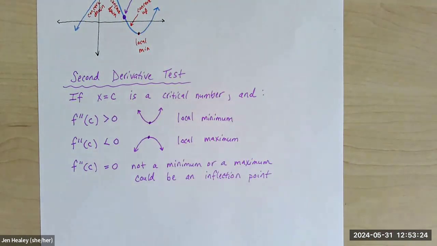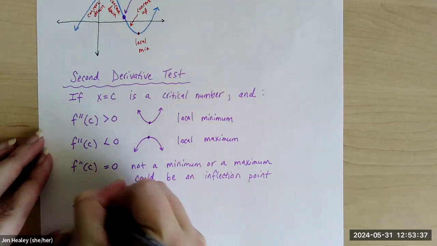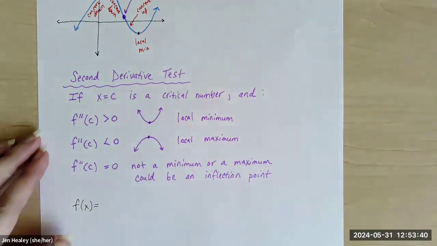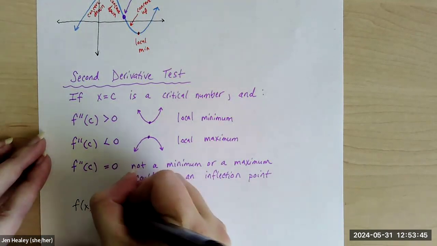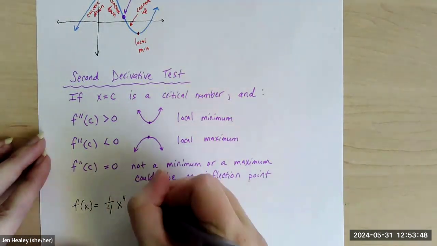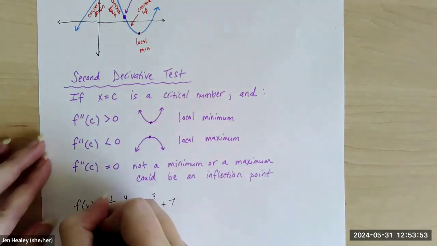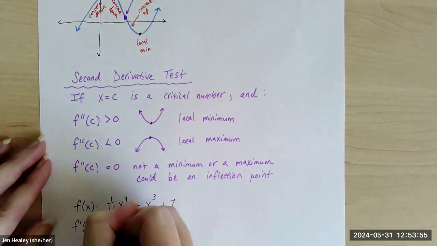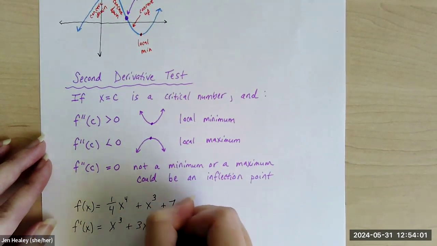So using the same function that we were using on the last problem, we'll keep using our f of x equal to 1/4 x to the 4th power plus x to the 3rd power plus 7. We took our first derivative and we got x cubed plus 3x squared when we did that.